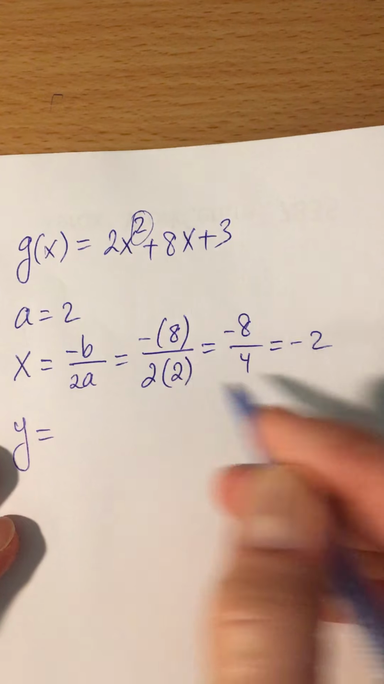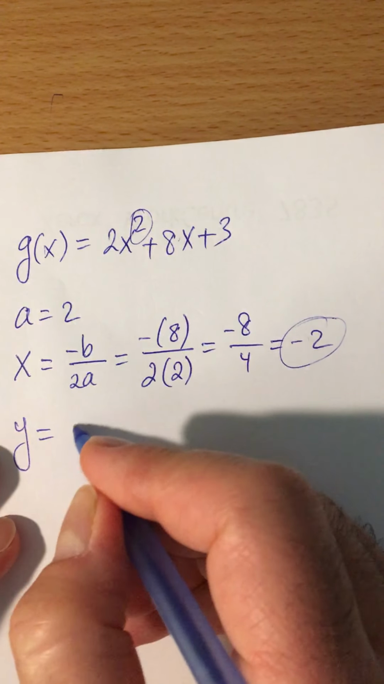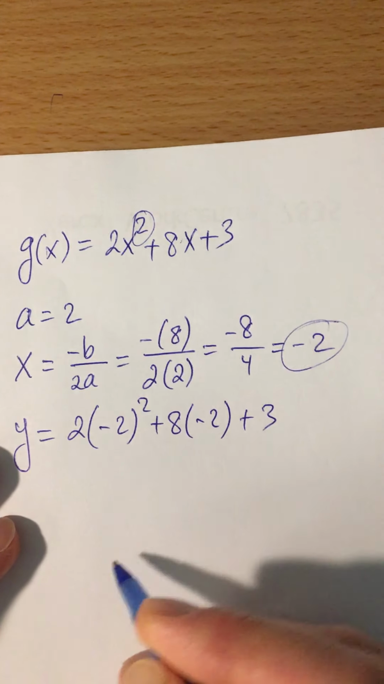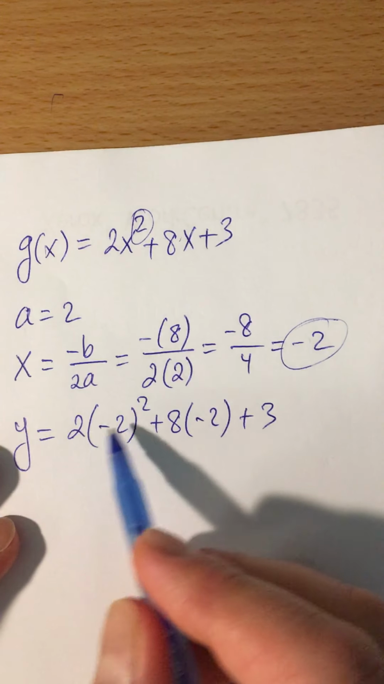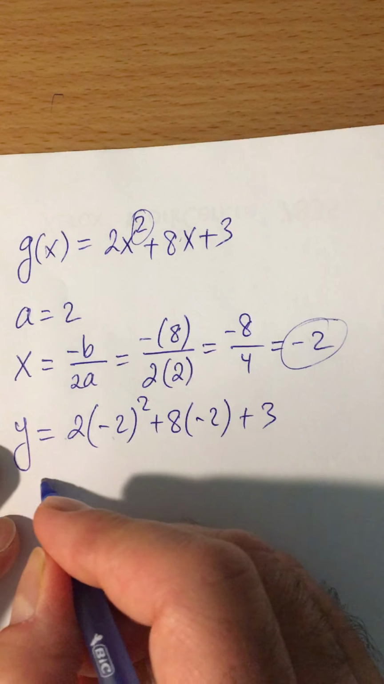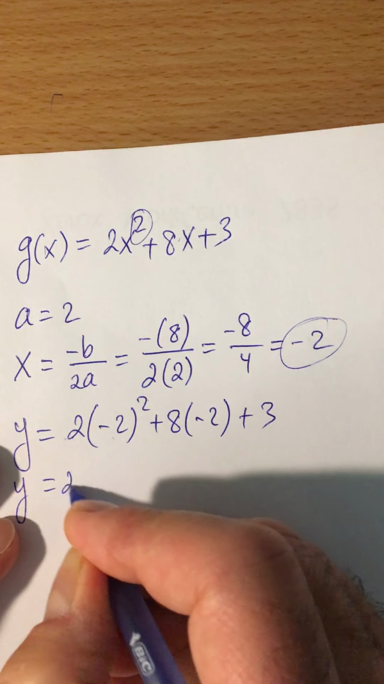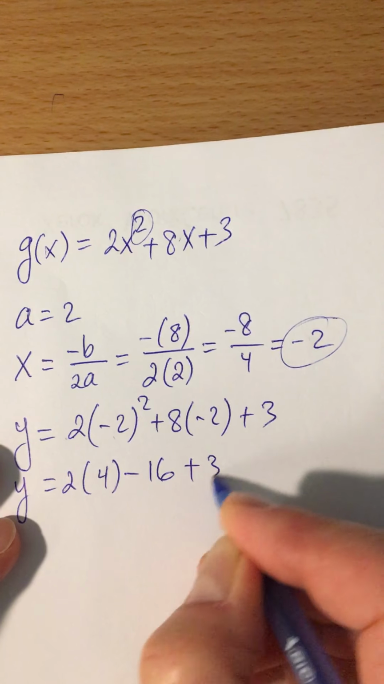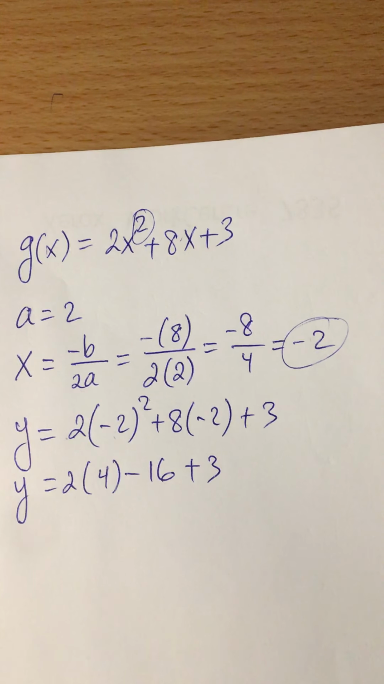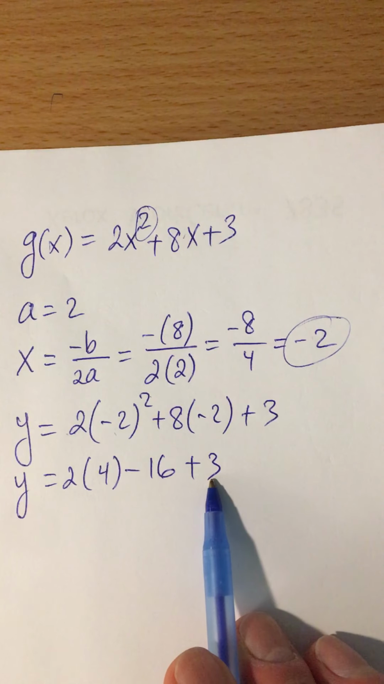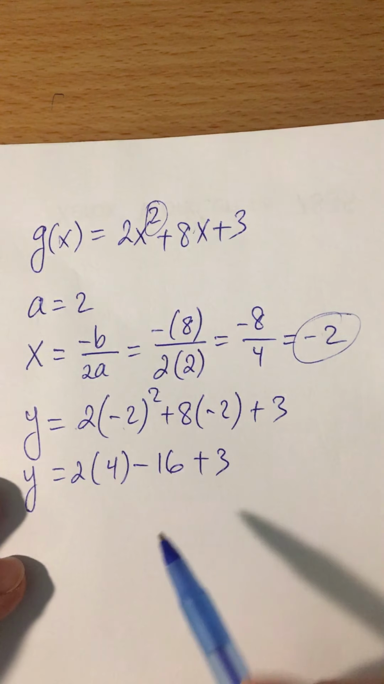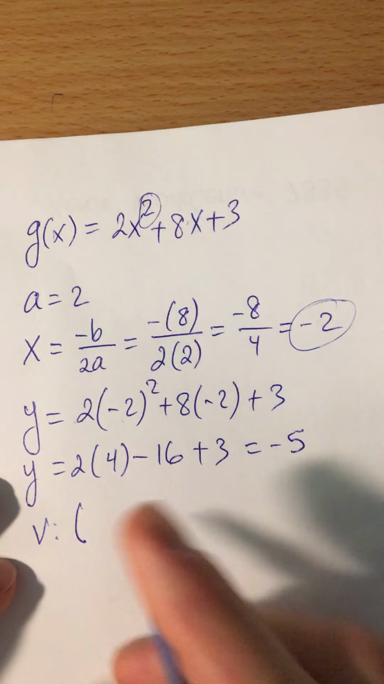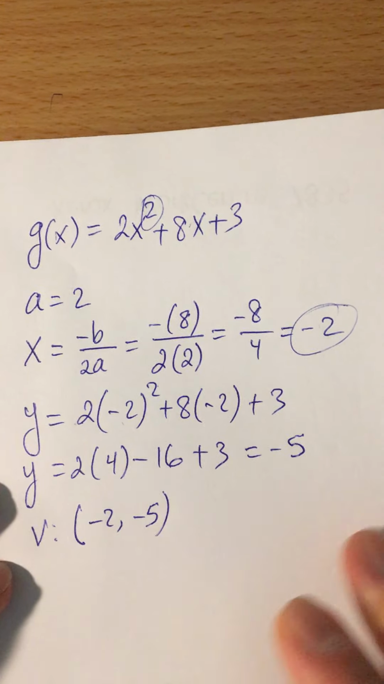Now, how do I find the y value? You plug this in place of x. So you have 2 times negative 2 squared plus 8 times negative 2 plus 3. Don't forget your Aunt Sally. You cannot multiply these first. You have to raise it to the exponent first. So y equals 2 times 4, because negative 2 squared is 4, minus 16 plus 3. That's 8 plus 3 is 11, minus 16, which gives you negative 5. So your vertex is located at negative 2, negative 5.